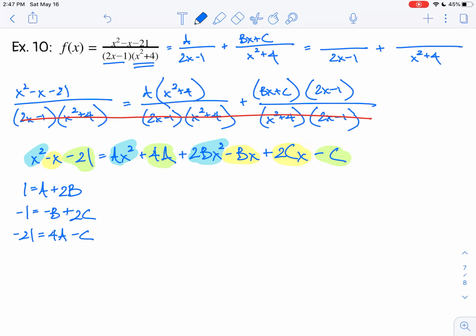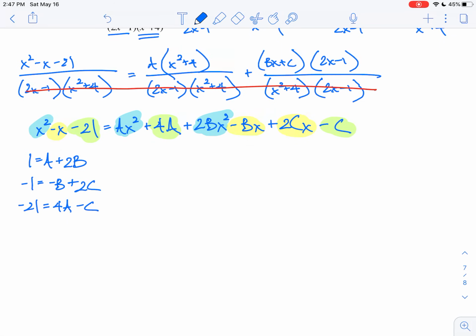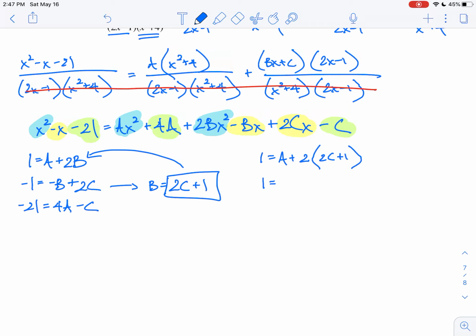All right, so in order to solve this system of equations, it's not like the last one where I had pairs that had the same letter. So what I'm going to do is I'm going to go ahead and solve this equation for b. So I get b equals 2c plus 1. And I'm going to put 2c plus 1 into this equation. And that will give me a top equation of 1 equals a plus 2 times 2c plus 1, or 1 equals a plus 4c plus 2, or let's move that 2 over, negative 1 equals a plus 4c.